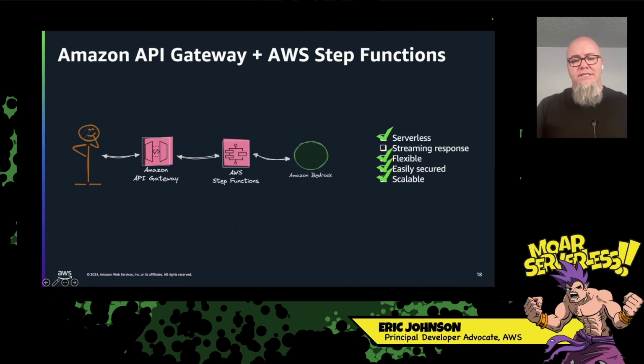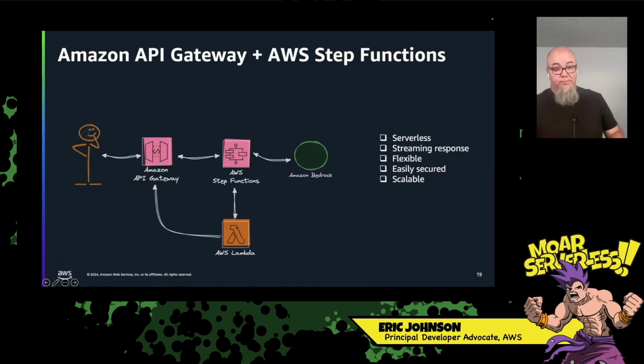All right, so with this, I'm almost there, right? So it's serverless. Yes, it's serverless. All these solutions are. It's flexible, it's easily secured, and it's scalable. And what I mean by flexible is I can actually add and take away things just by configuration. And again, I'll show you that in a minute. However, I can't stream a response from Step Functions. Step Functions wants to finish synchronously the call with Amazon Bedrock and then return it. And again, this has to be streaming. So that's probably not going to work.